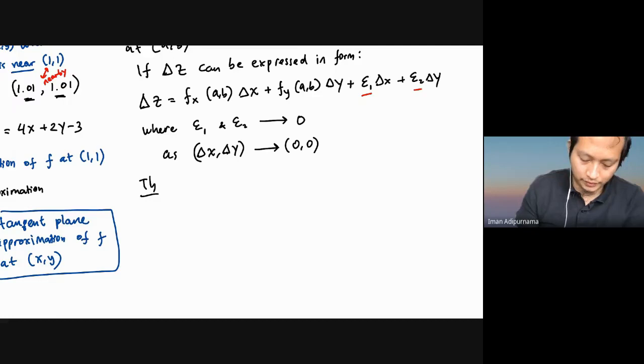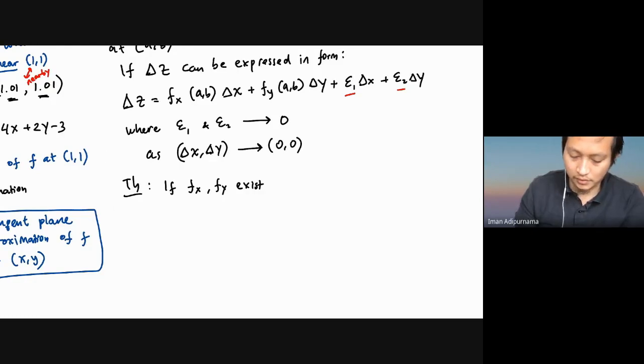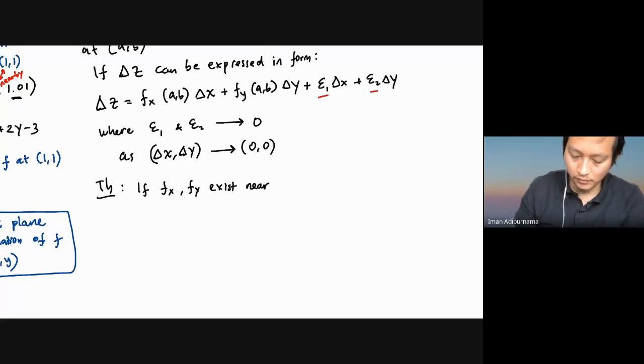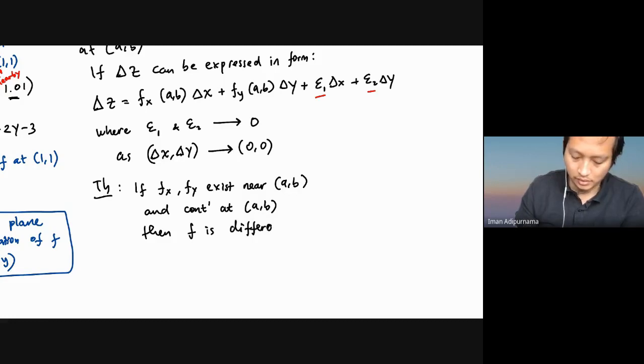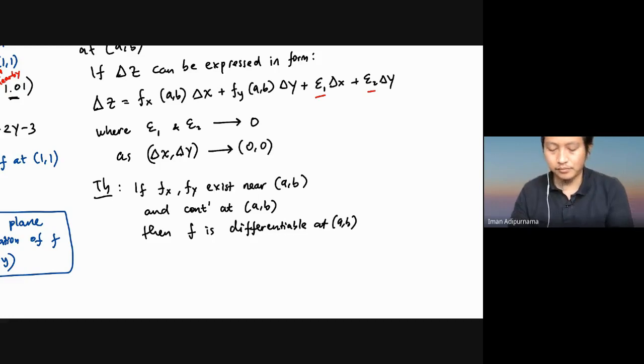So we have a theorem that says if partial x and partial y exist near (a, b) and are continuous at (a, b), then f is differentiable at (a, b). Okay, I hope you get the point.